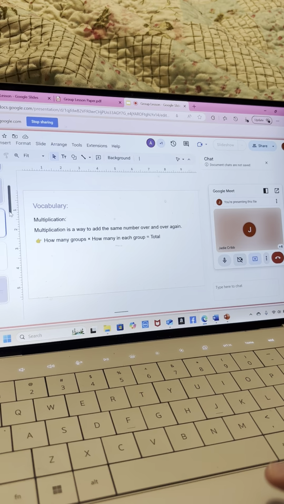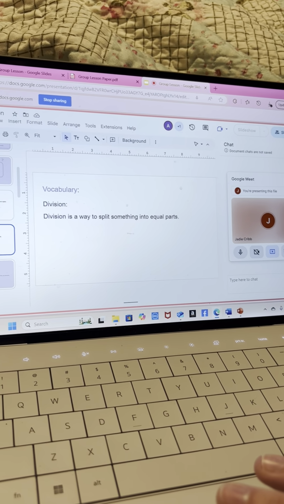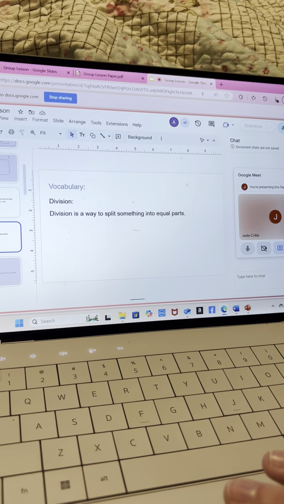All right, can anybody tell me what multiplication is? Yes. So multiplication is a way to add the same number over and over again. Perfect. Good job. All right, and then division. Can anybody tell me what division is? Division is a way to split something into equal parts. Great. All right, let's warm up.